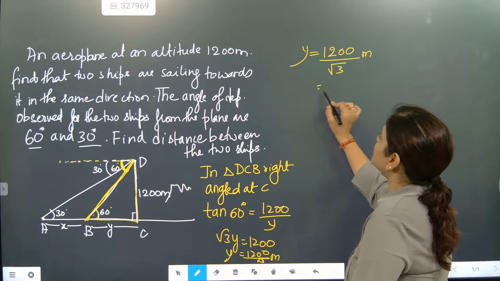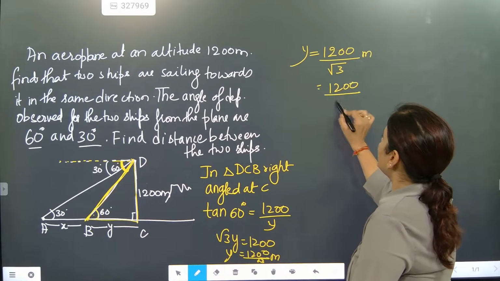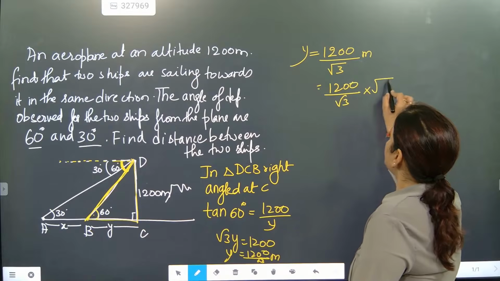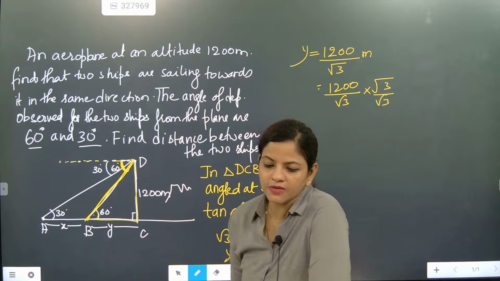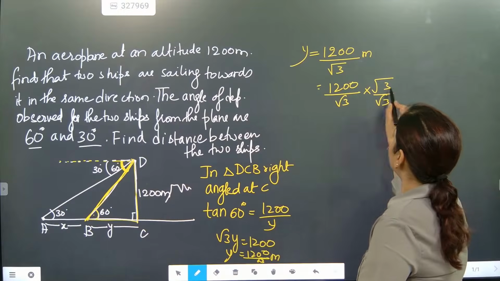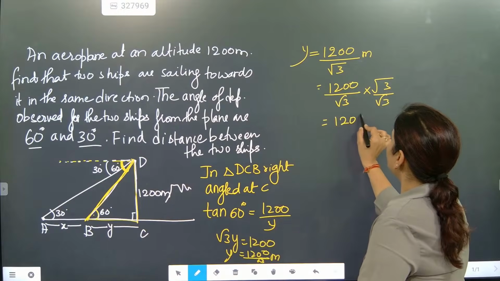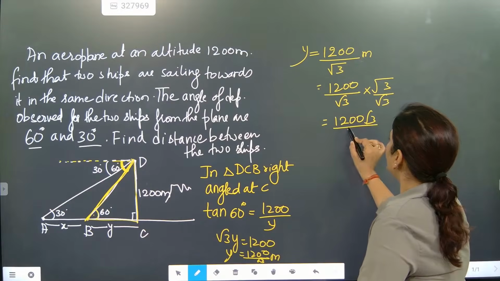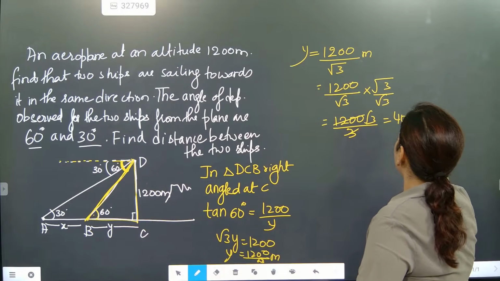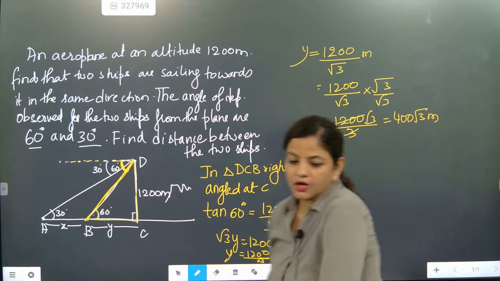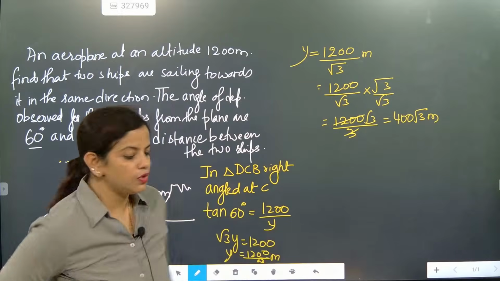If you rationalize it, it will become 1200 by root 3 into root 3 into root 3. Did you understand, beta? See, root 3 multiplied here. This part will become 1200 root 3 by 3. So how much is it coming, beta? 400 root 3 meter. Now this time we are going to take the total triangle.